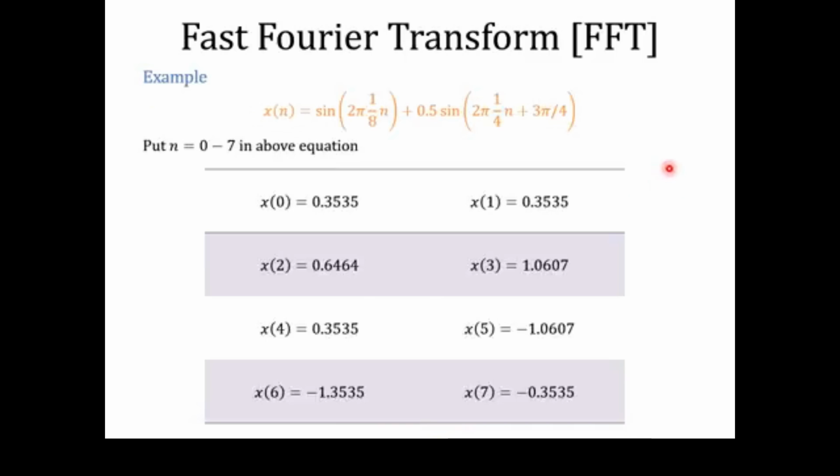Now we will find the sample values of this discrete signal. Since it is the case of 8-point FFT, we are required to calculate 8 samples of the time domain sequence, which we will provide as an input to the FFT structure.